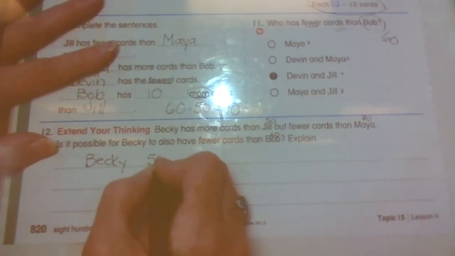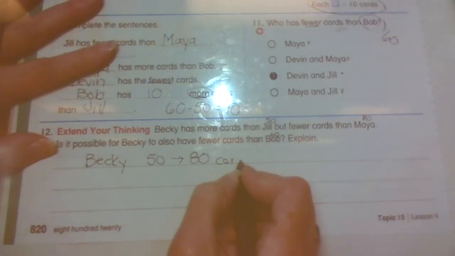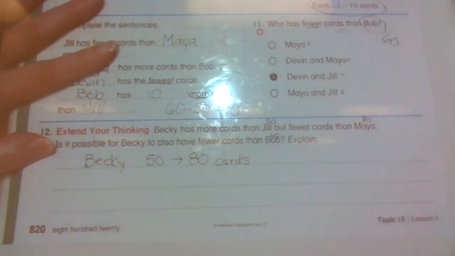So what they're saying is, Becky, you don't have to write this, just watch. We're going to talk it out. Becky has between 50 all the way to 80 cards. It doesn't tell us how many, but the clues tell us it's between 50 and 80. Now, can Becky have fewer cards than Bob? Bob has 60. So if I put Bob right here, can she have fewer than 60?